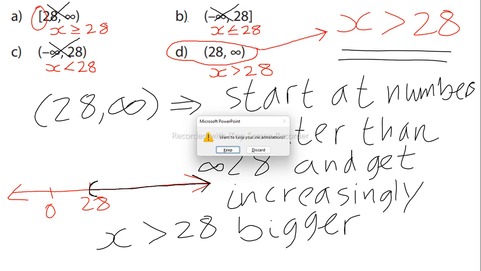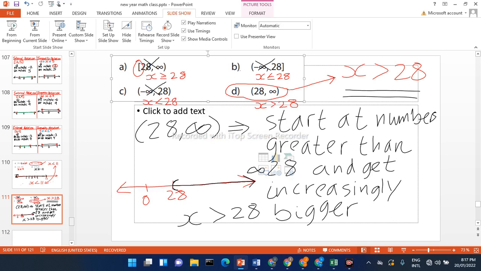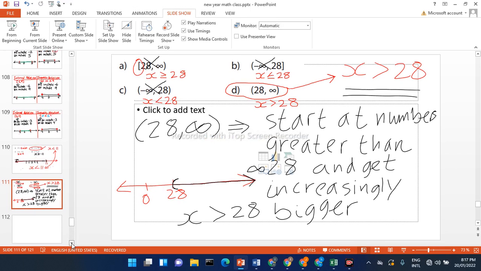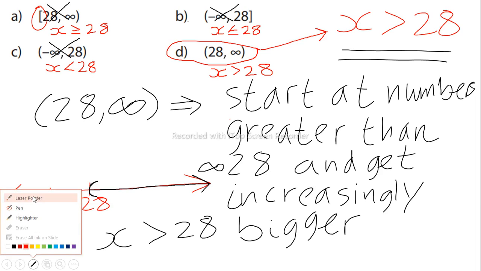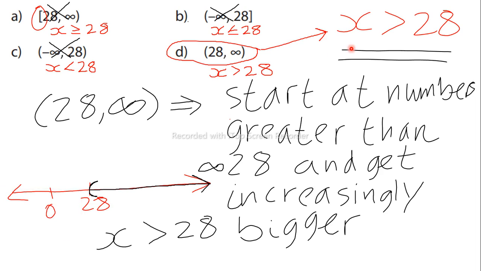Okay, so let's move on to another one. Oh, and by the way, before we move on, we could have easily identified that D was the correct answer, even without going through it in detail like we did just now. Notice that for this one, we included the 28, but for the answer we wanted, we do not want to include the 28. So we know A automatically is not going to be the answer.